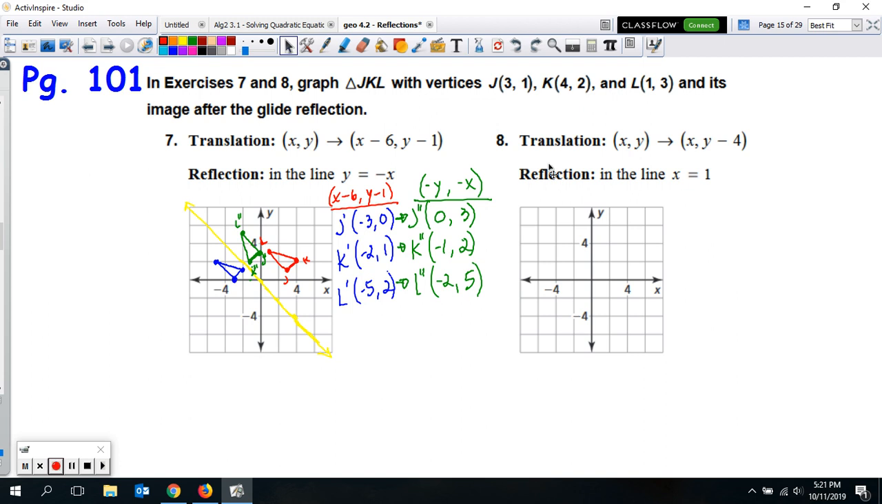Okay, for number 8, we're doing our translation here. X is going to stay the same, and then Y is going to be, basically going left, or I should say down 4. Sorry, this doesn't go left or right at all. It just is only going to go down 4 units. So let's go ahead and do the same thing, plot these points, start with our original, which is the same spot as that, because these are going by 2s. So let's just put them back on our coordinate plane, J, and then K at the 4, 2, and then L at 1, 3 again.